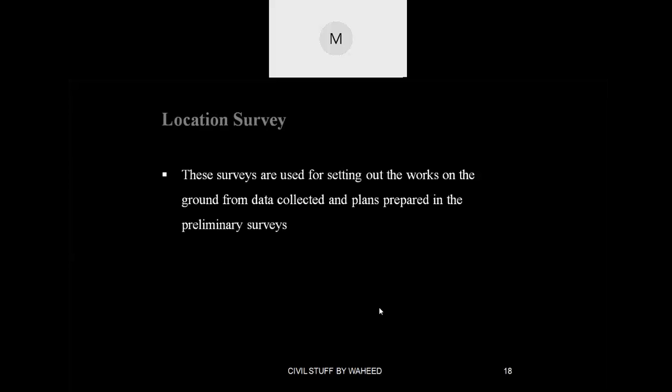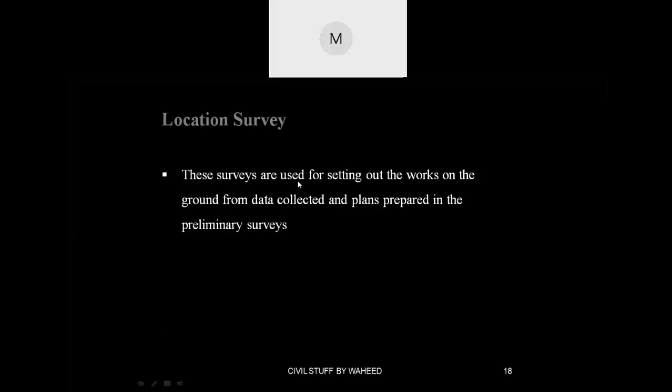And location survey. Now what is this location survey? After the reconnaissance and preliminary data, you are going for the design. After getting the design, that design should be incorporated on the ground itself. So these surveys are used for setting out the work on the ground. Setting out the work on the ground means you are going to execute it. Before executing, you are going to do marking like that. All these come under the location survey.